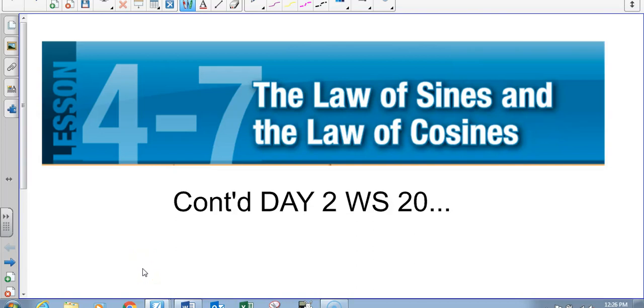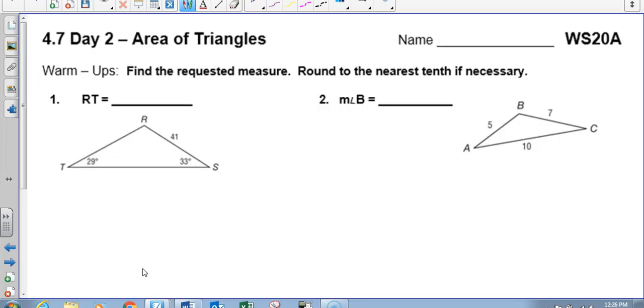All right, this is day 2 on 4.7, and I'm going to skip some of the warm-up problems, so this will be a short recording, okay? These first 3, just tell me, would you use law of sines or cosines? I'm not going to bother to solve them. I'm going to assume you guys could do it.